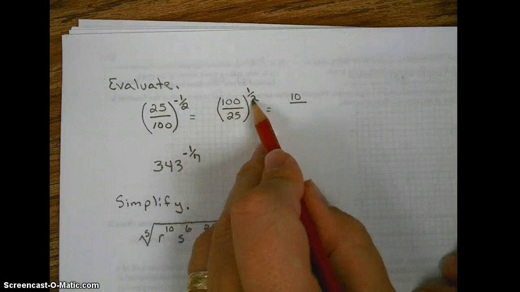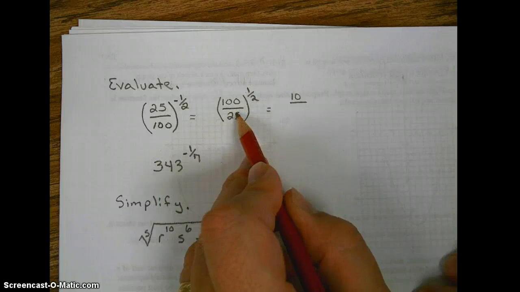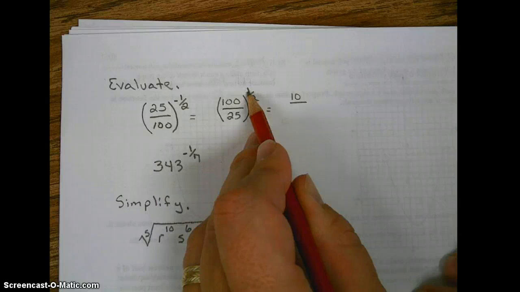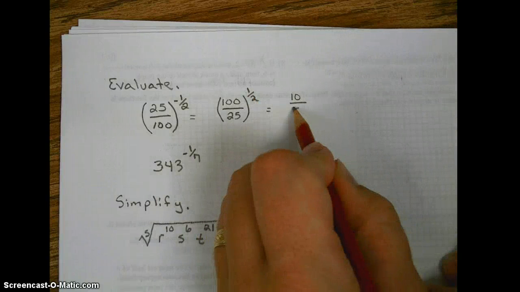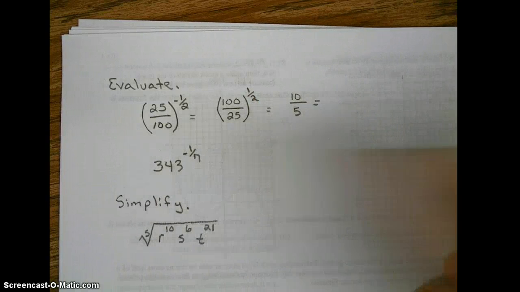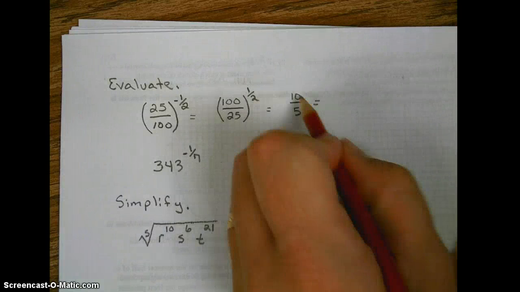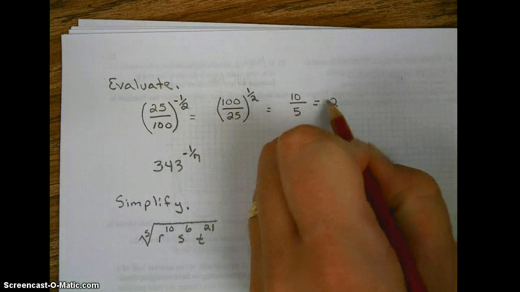The square root of 25 is, correct, 5. 5 to the first power is 5. And then if we continue to simplify, 10 divided by 5 is 2.